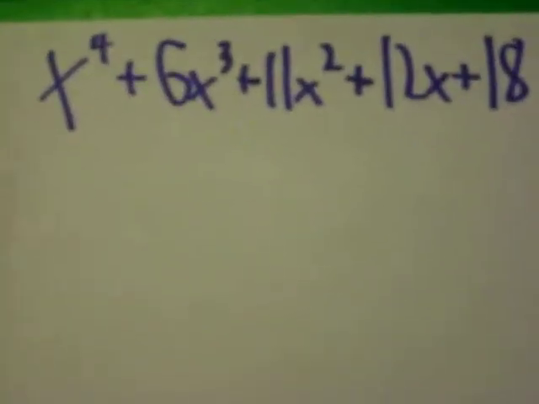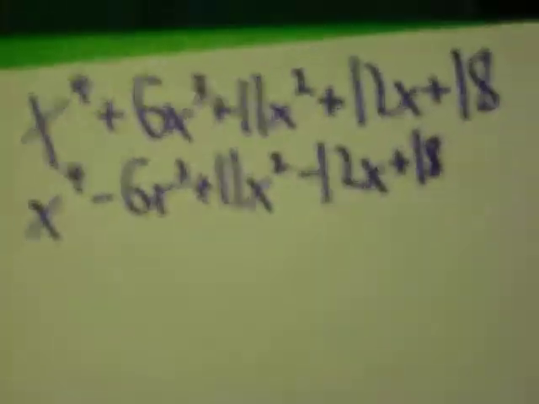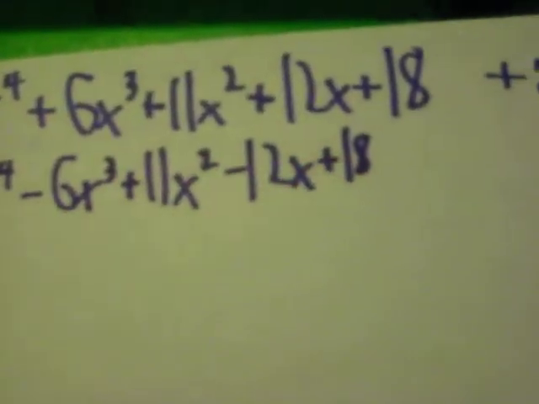And if we rewrite this equation as f of negative x, we have x to the fourth minus 6x cubed plus 11x squared minus 12x plus 18, which has 4 sign changes. So it can either have 4, 2, or 0 negative rational zeros.